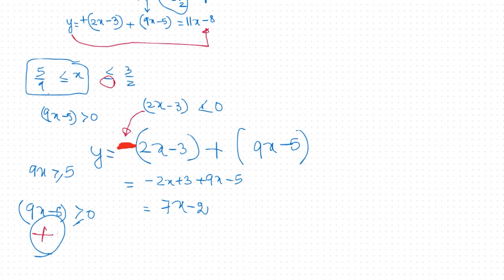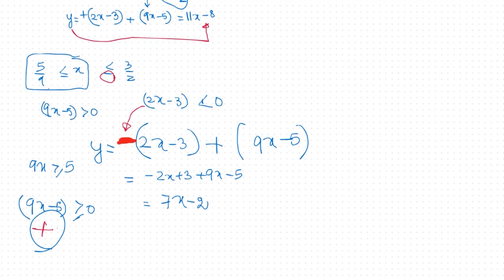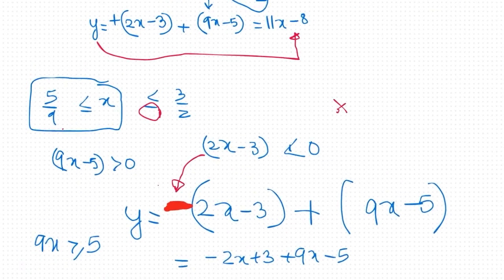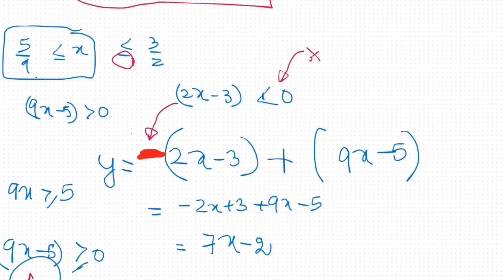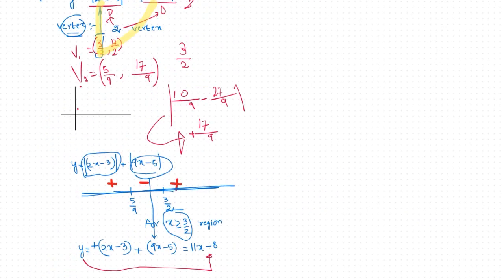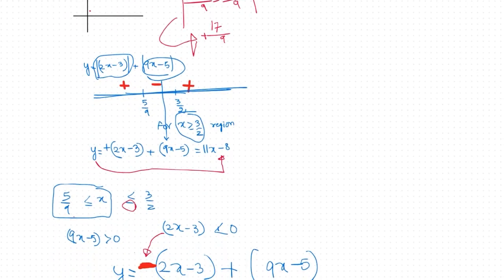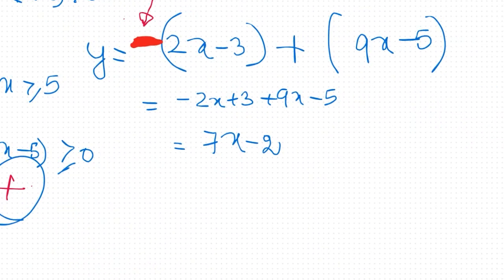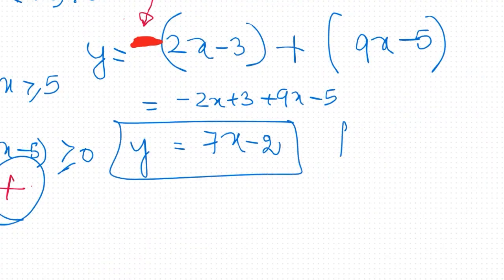Okay, so do we have to solve this or no? No need. You just need to understand whether these things open up with positive sign or negative sign. Absolute values. So that is the thing. So y is equal to 7x minus 2 for what region? 5/9 to 3/2, right?